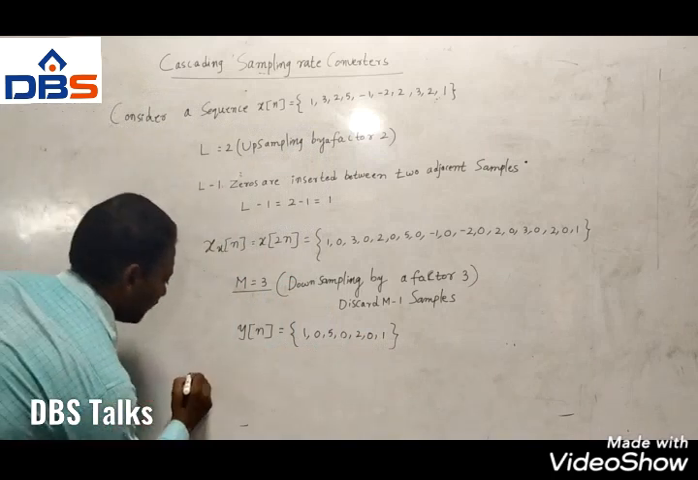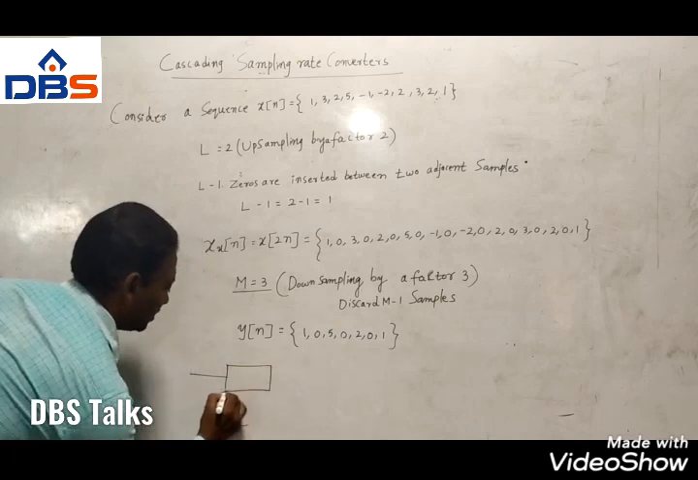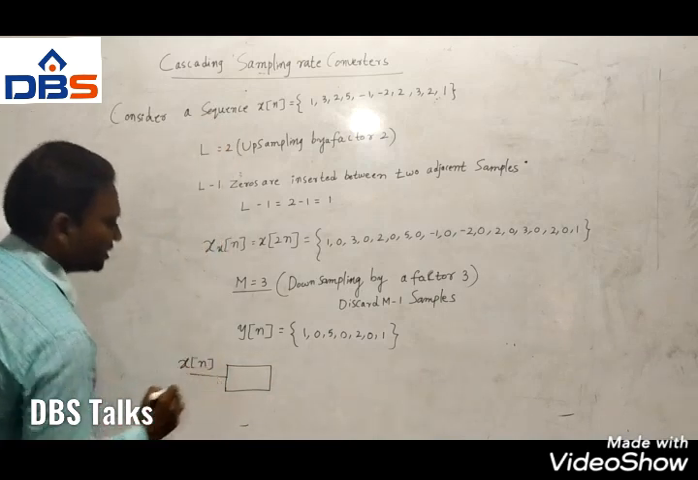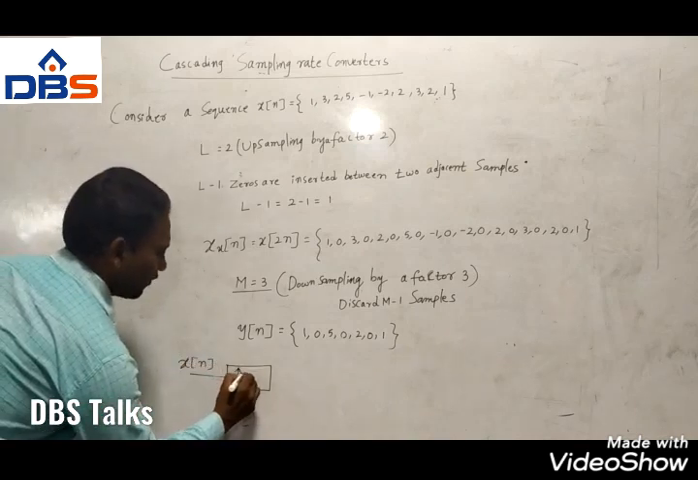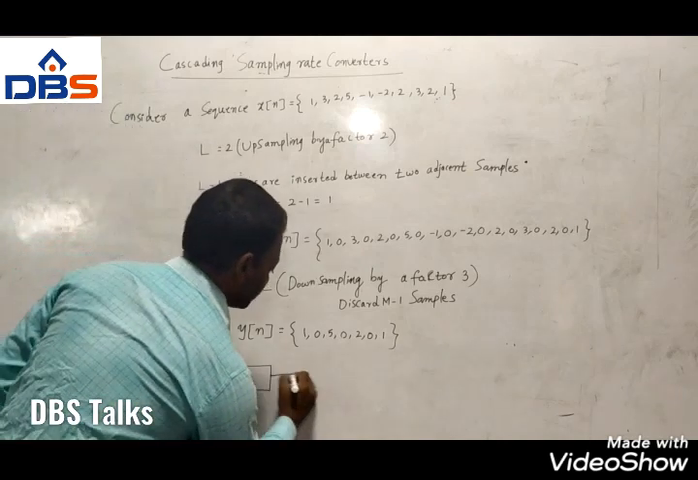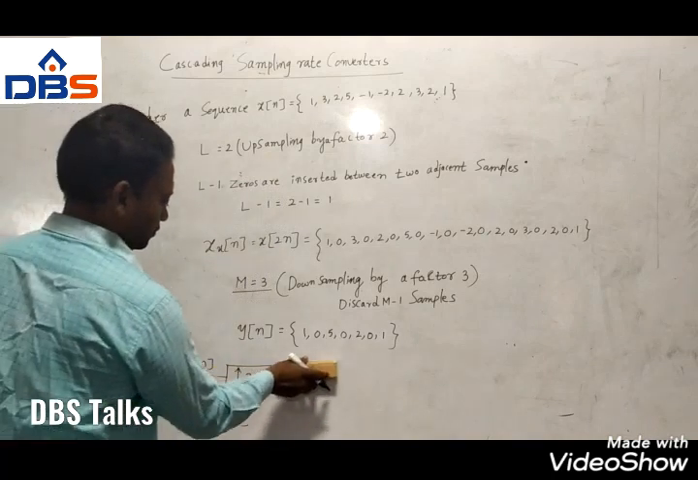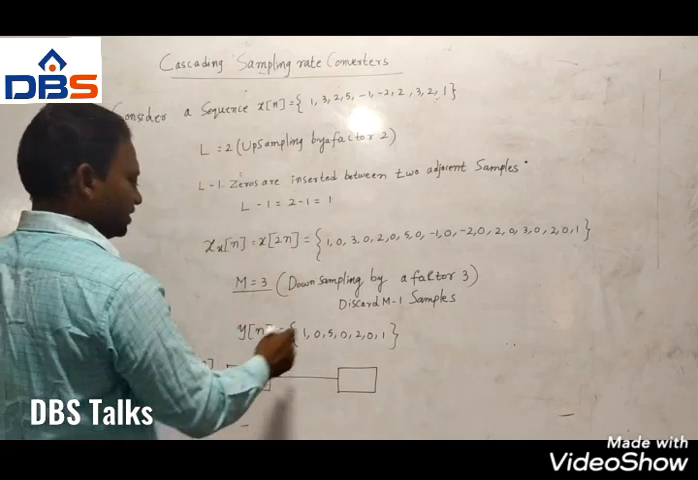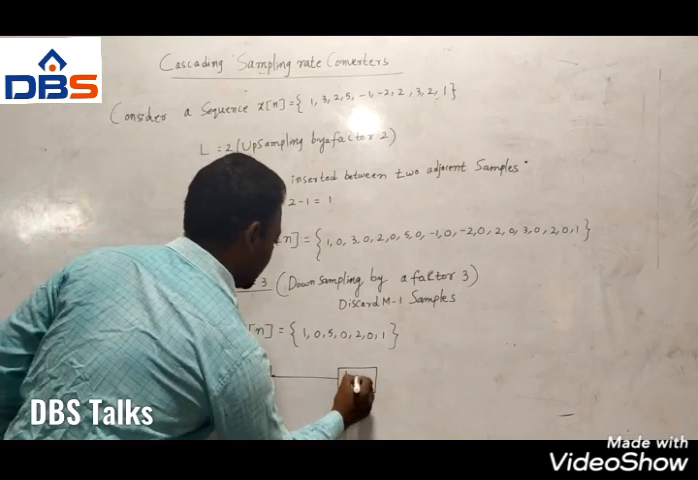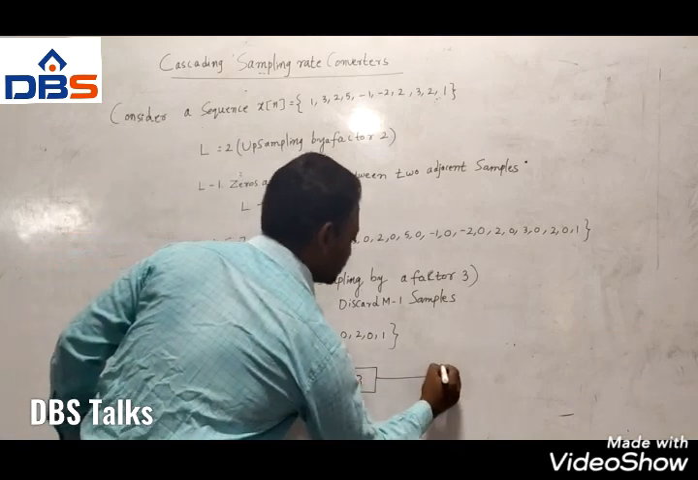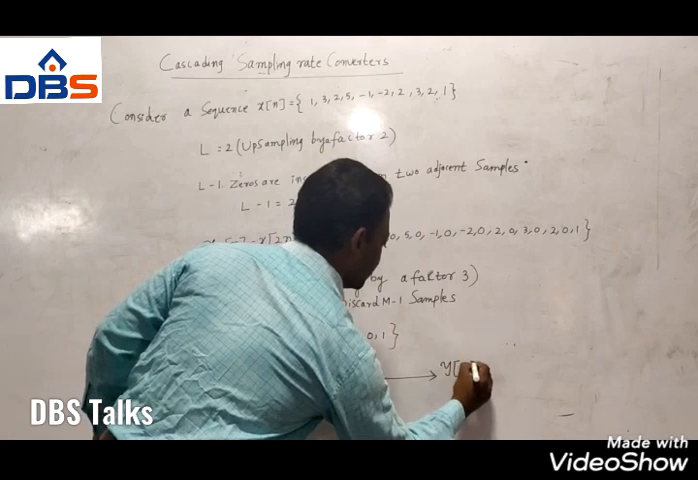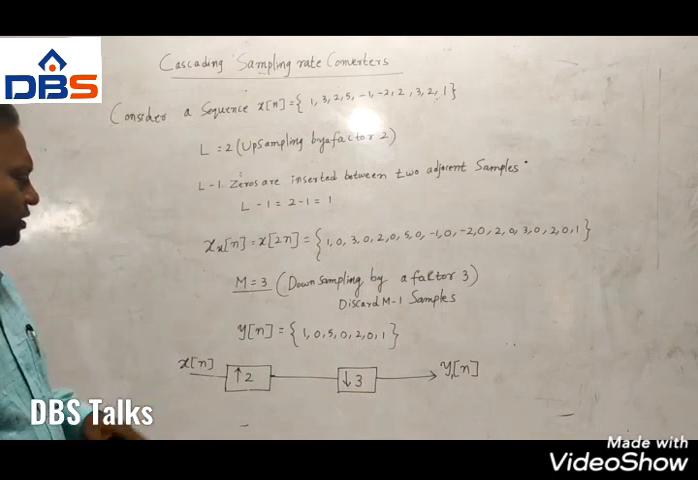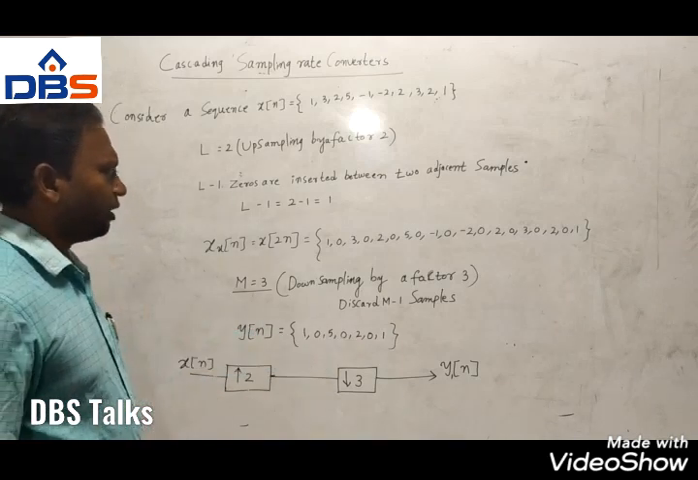Now what we have done, if you represent it diagrammatically: first, the given sequence x of n is upsampled by a factor of 2. After that, this upsampled signal is downsampled by a factor of 3, so you get some version y1 of n. So we got 1 0 5 0 2 0 1 for the entire samples.